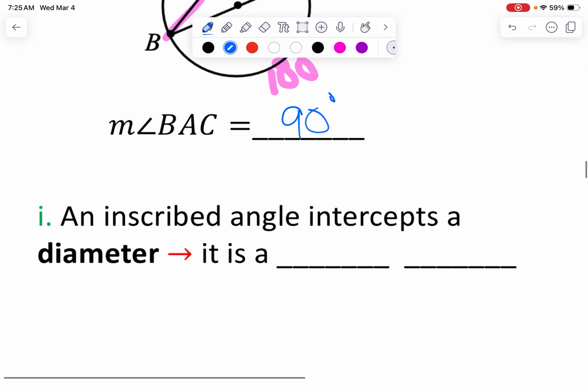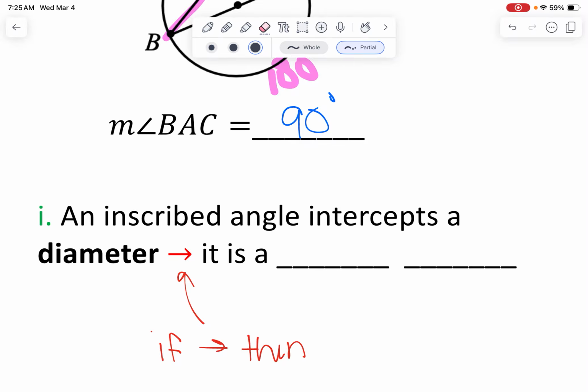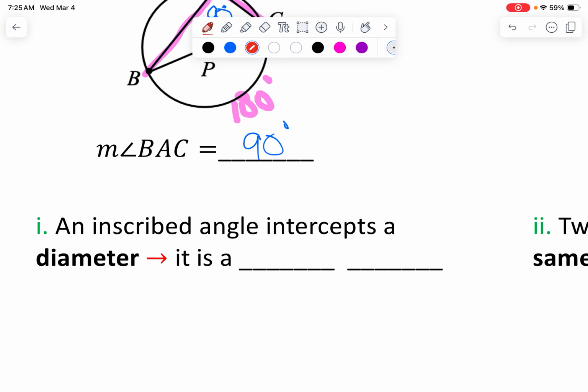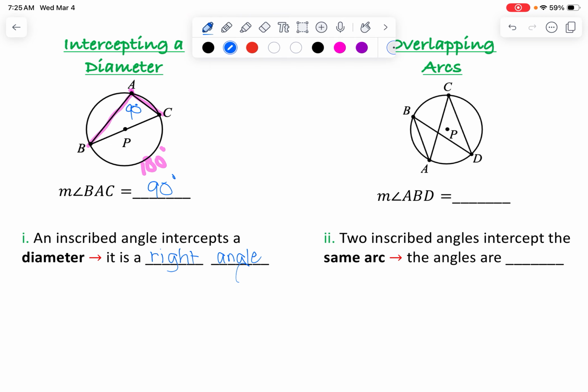So an inscribed angle intercepts a diameter. If that happens, remember this is the if-then statement. So if, and then we use that arrow for then, this happens. So this is saying if an inscribed angle intercepts a diameter, then it is a right angle. So we're going to write that in there. Okay, so that's the first one.